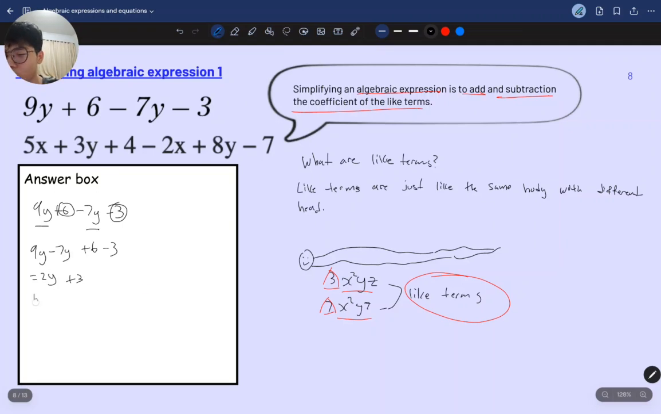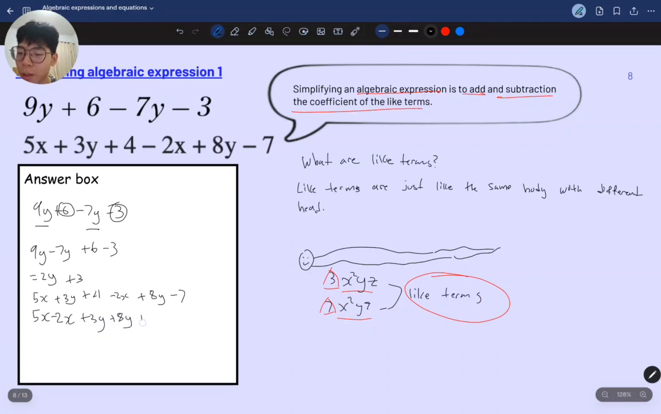Now let's do number 2. 5x plus 3y plus 4 minus 2x plus y plus 8y minus 7. We should put x with x because they have the same body. So 5x minus 2x plus 3y plus 8y plus 4 minus 7. Since they are same, 3x plus 11y and negative 3. That's it. That's how we simplify algebraic expressions.